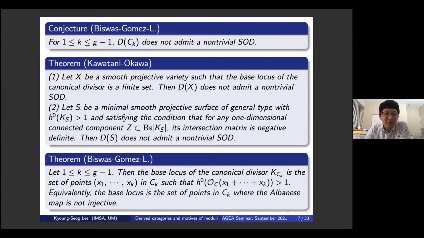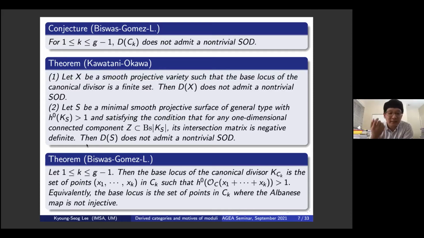They also prove that when S is a minimal smooth projective surface of general type with the global sections of the canonical divisor greater than 1, and the base locus of this canonical divisor has negative intersection, that is, for any one-dimensional connected component of the base locus, the intersection matrix is negative definite, then the derived category of this surface does not admit a non-trivial semi-orthogonal decomposition.